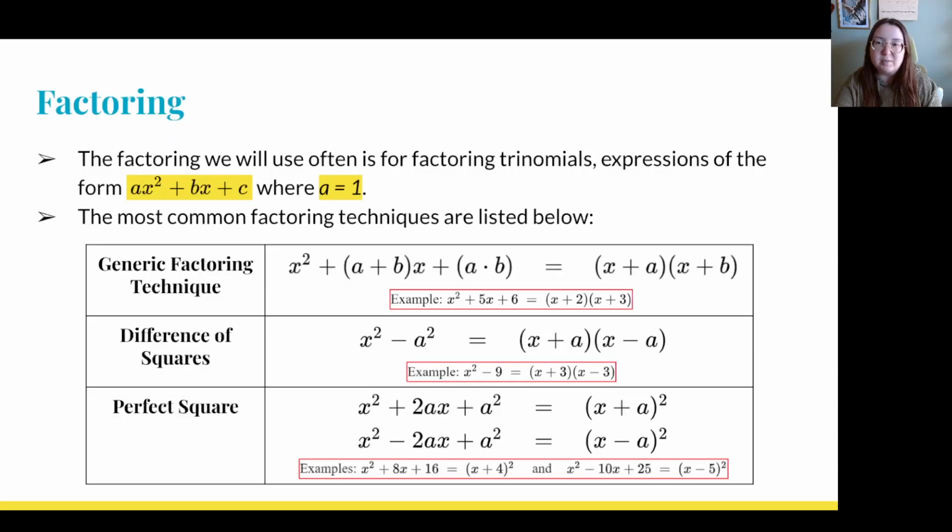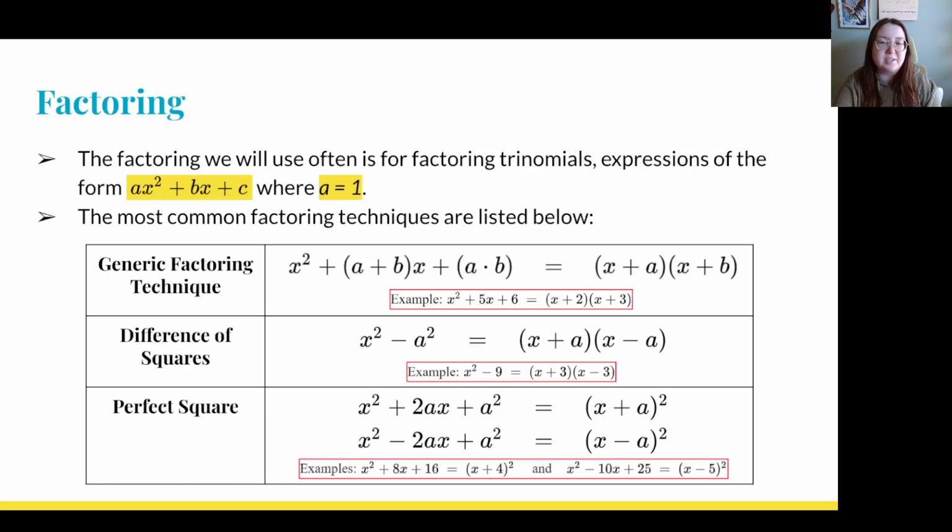The factoring that we will often use is for factoring trinomials, expressions of the form ax squared plus bx plus c, where a equals 1. So typically, or a lot of the times, we'll see that a, or that number in front of x squared, is 1. And a lot of common and easier factoring techniques come with that. So the first one we have is the generic factoring technique. This is the one that we'll use probably most often.